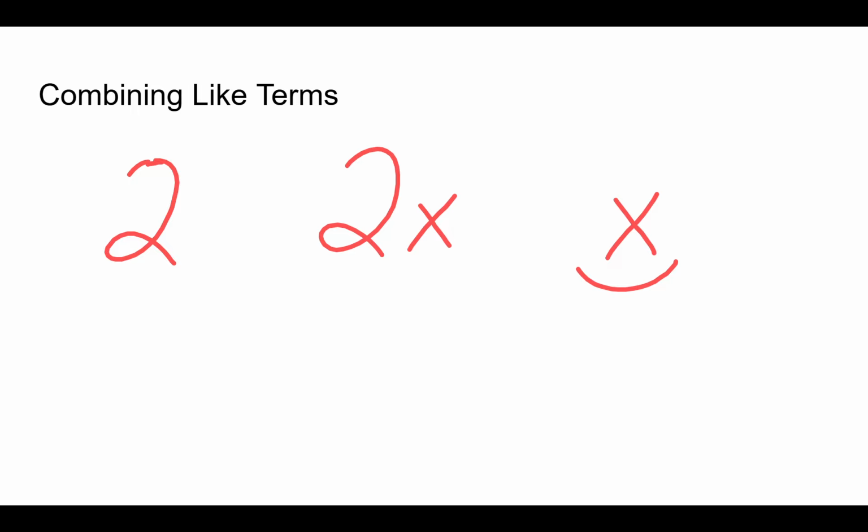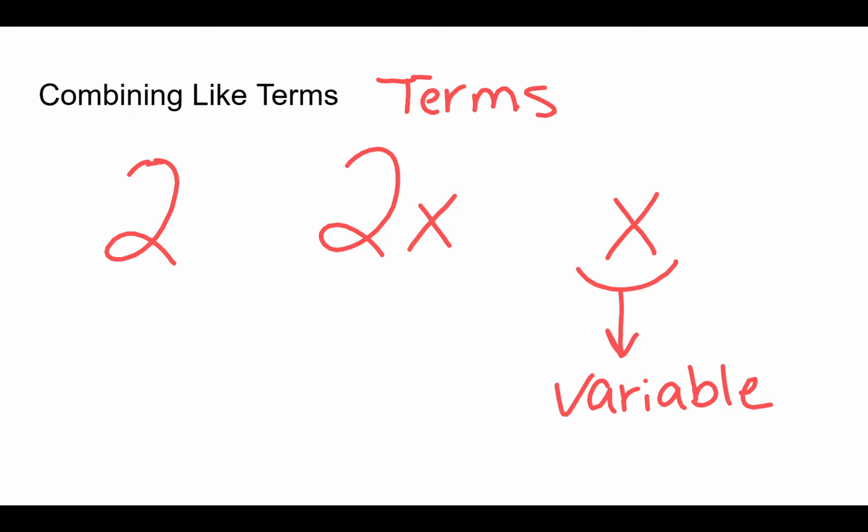So it could look like a number by itself too. It could look like a number with a letter. Or it could look like a letter by itself. What do we call these letters? Well, in mathematics, we call them variables. And every single one of these things are called terms. Okay, so all three of these things are called terms.